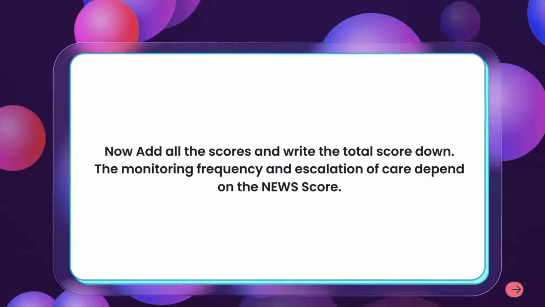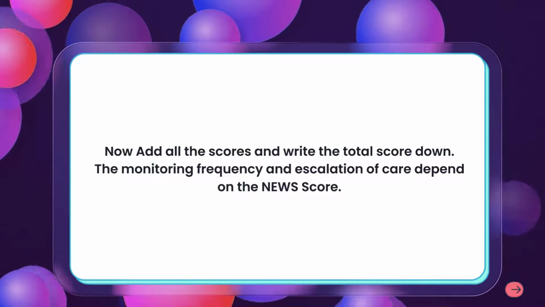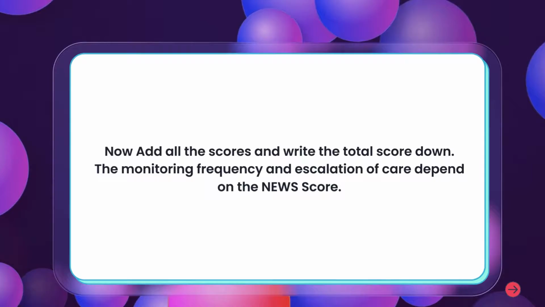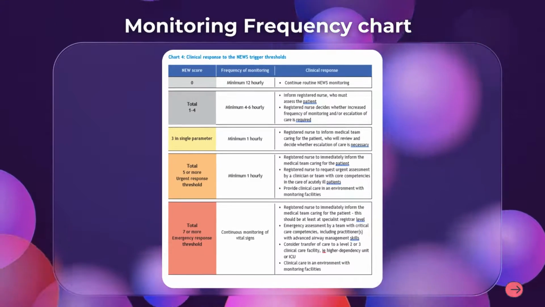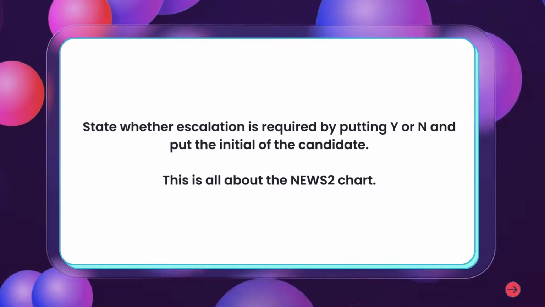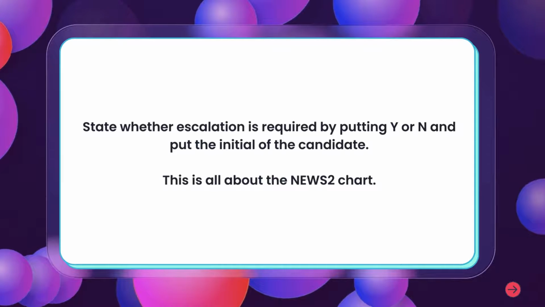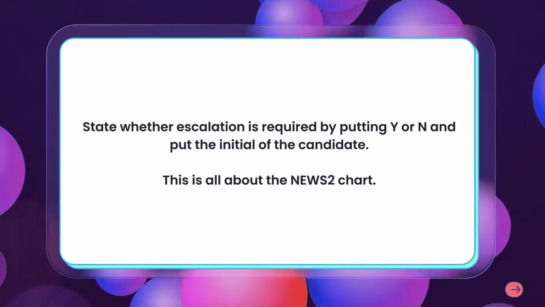Now, add all the scores and write the total score down. The monitoring frequency and escalation of care depend on the NEWS score. State whether escalation is required by putting Y or N and put the initial of the candidate. This is all about the NEWS2 chart.